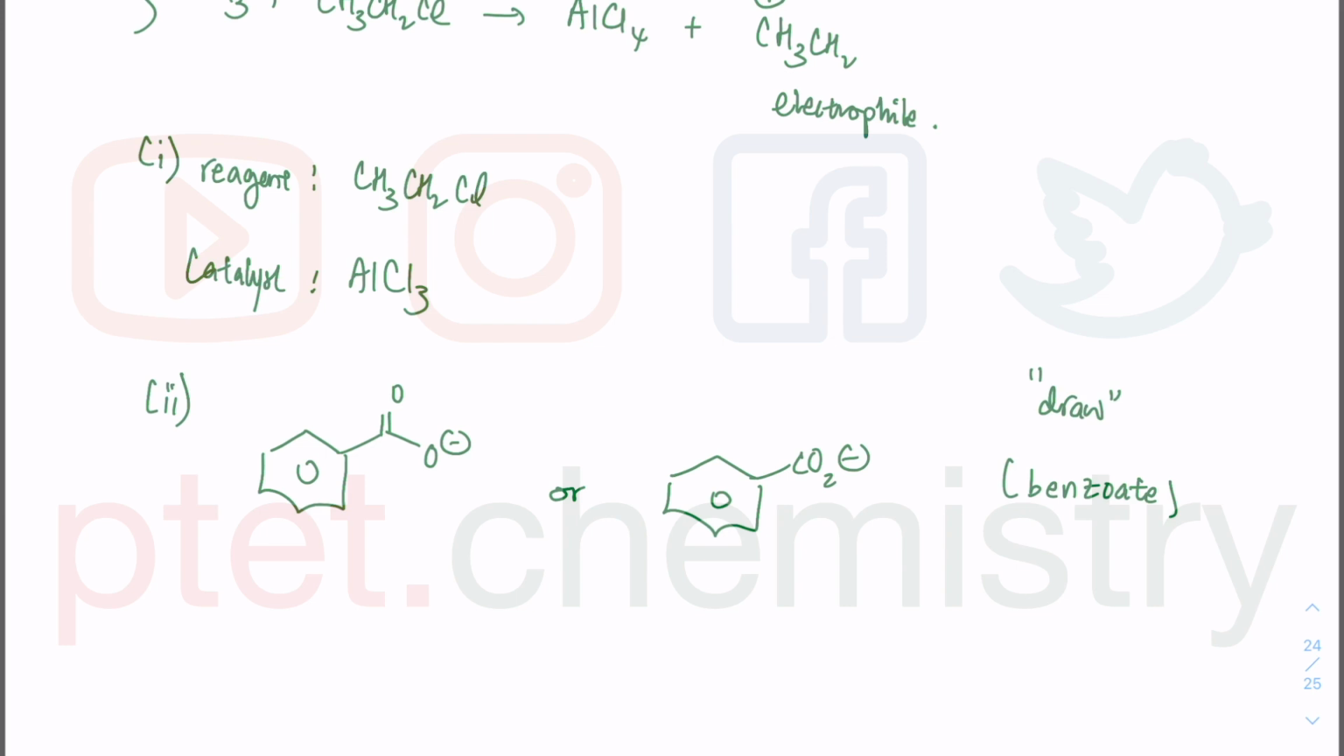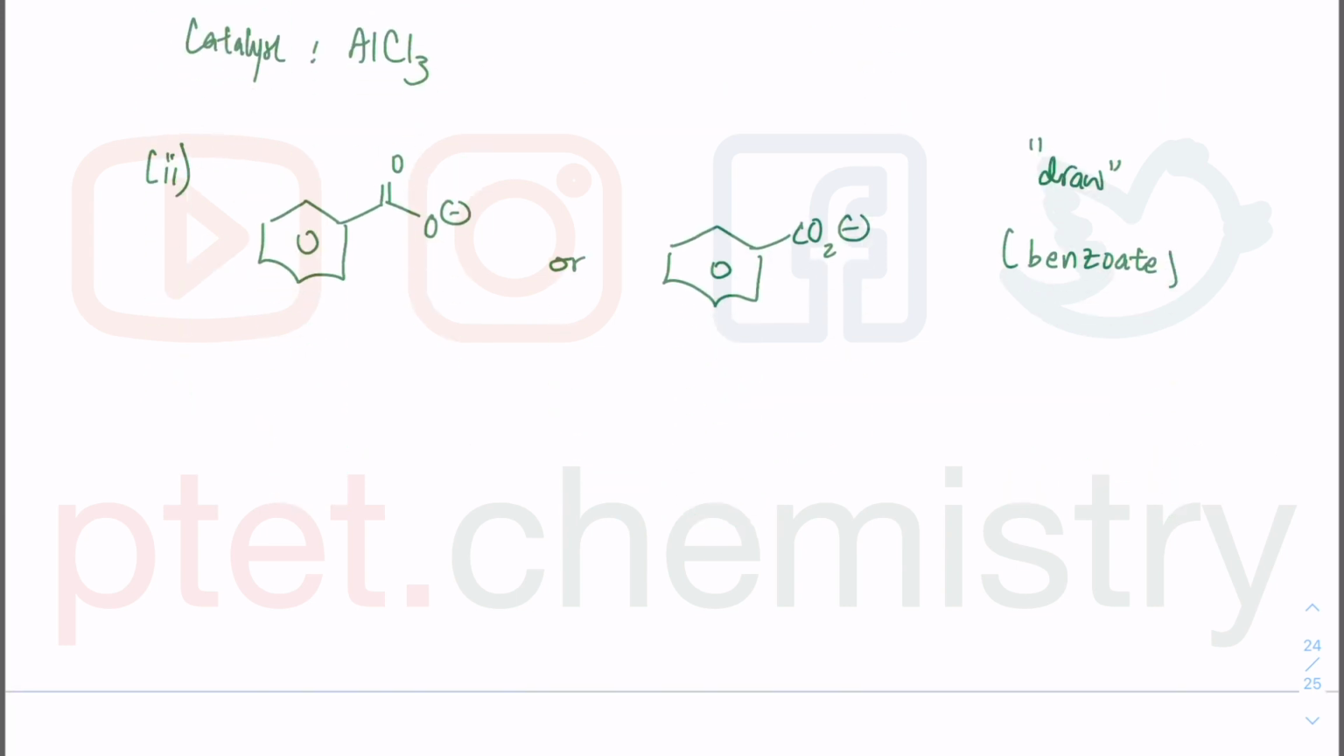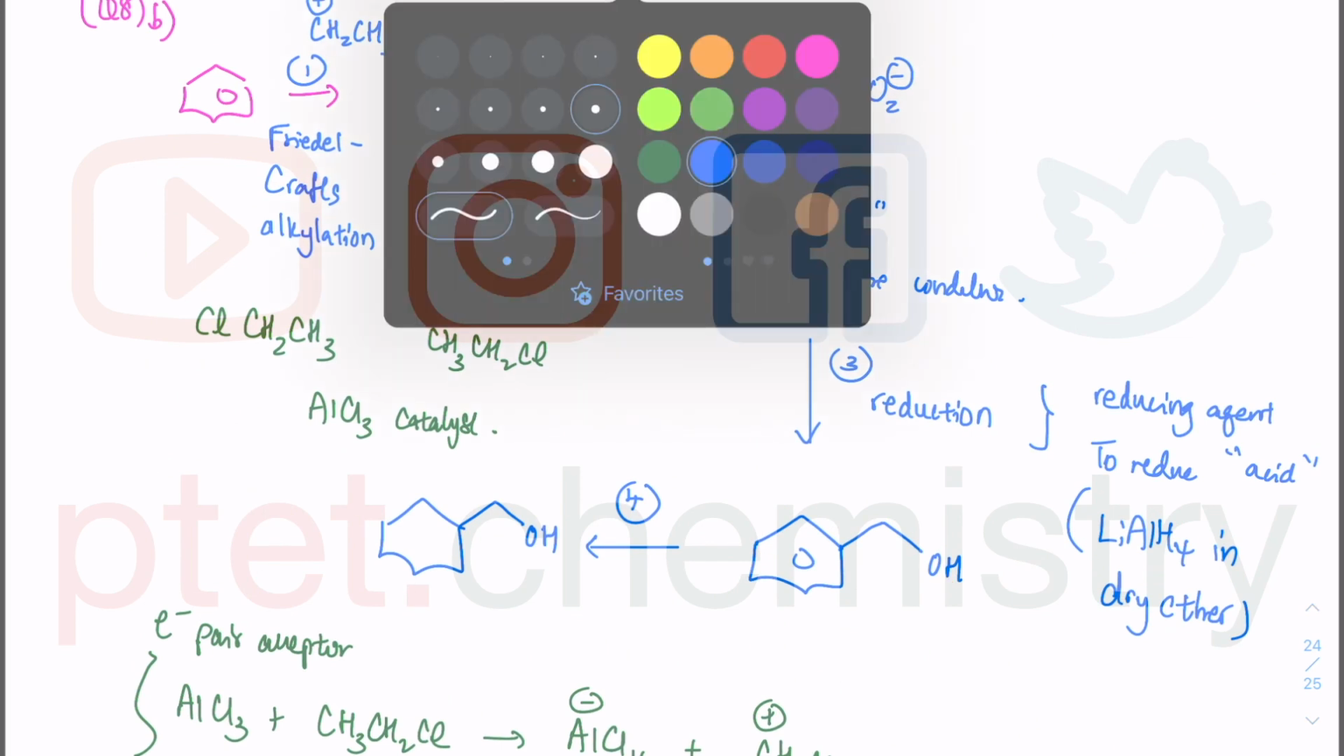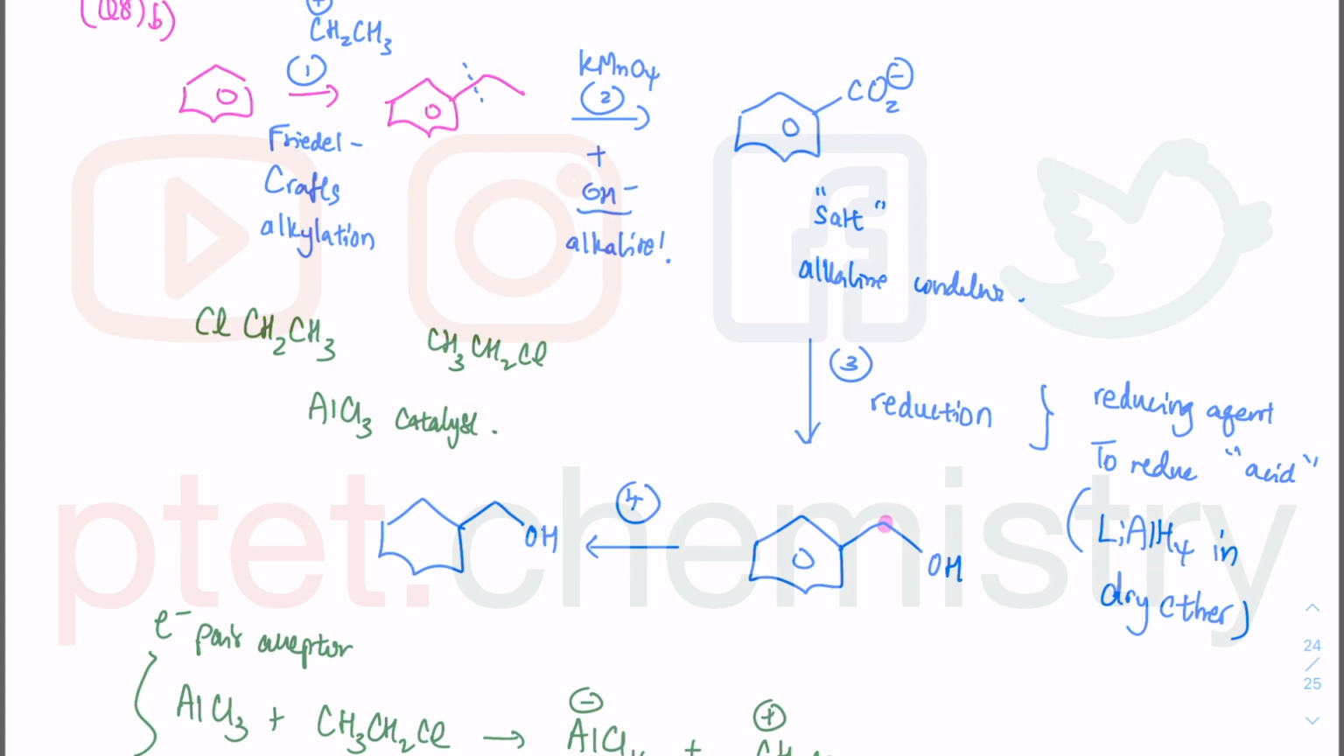Moving to the next part of the question. Identify suitable reagents for step 3 and step 4. Step 3 just now was the reduction of this species to give you a primary alcohol. Primary alcohol because the carbon with the OH is bonded to one other carbon. This is a primary alcohol.